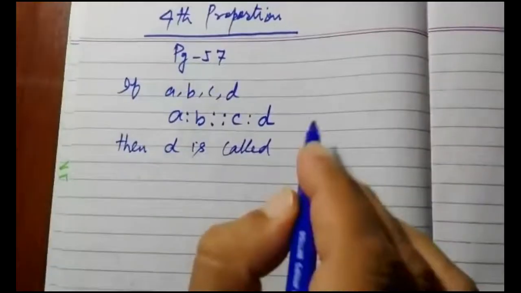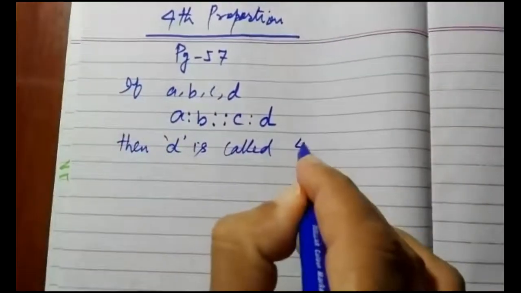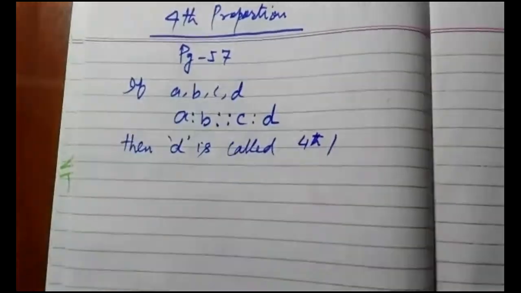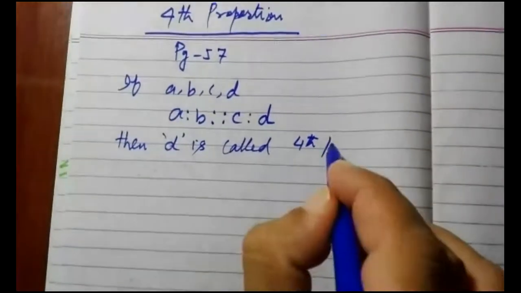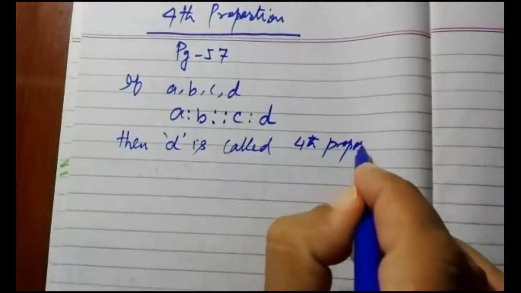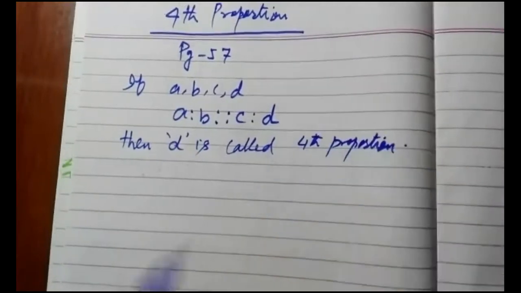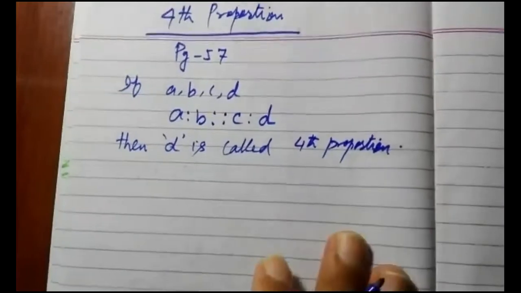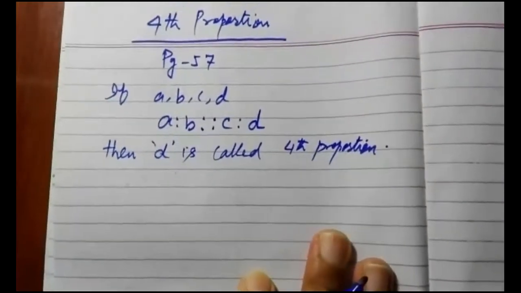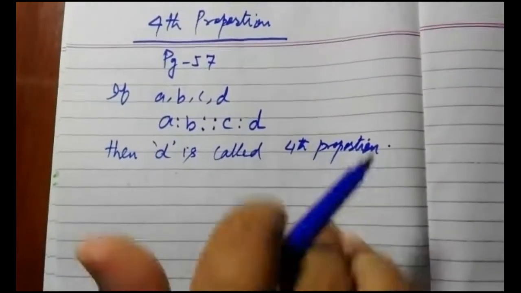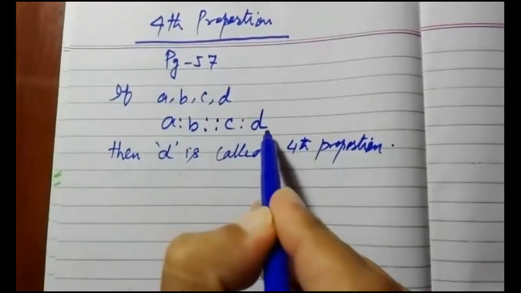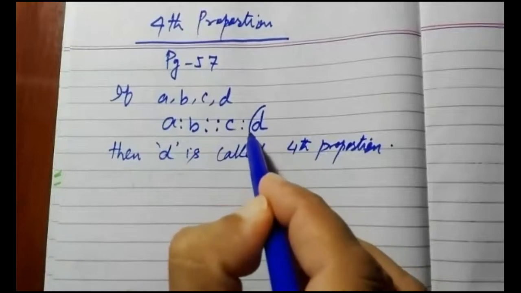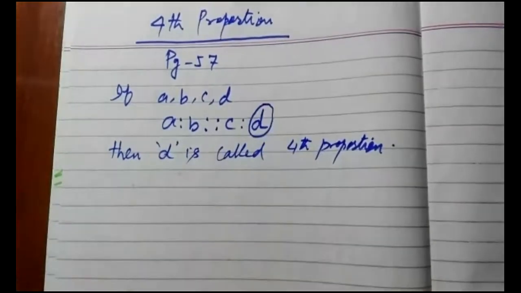D is called fourth proportion. So the definition is about fourth proportion, how to find the fourth proportion. If you are provided four quantities and you arrange them in this order, then the last one, this one, will be called the fourth proportion.